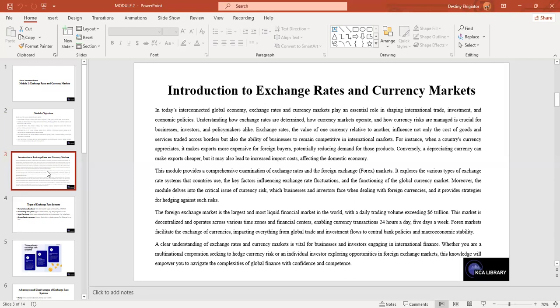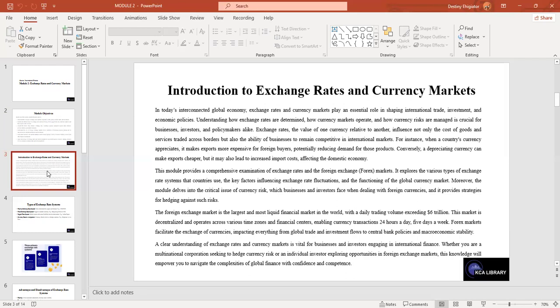The foreign exchange market is the largest, most liquid financial market in the world, with a daily trading volume exceeding $6 trillion. This market is decentralized across various time zones and financial centers, enabling currency transactions 24 hours a day, 5 days a week.